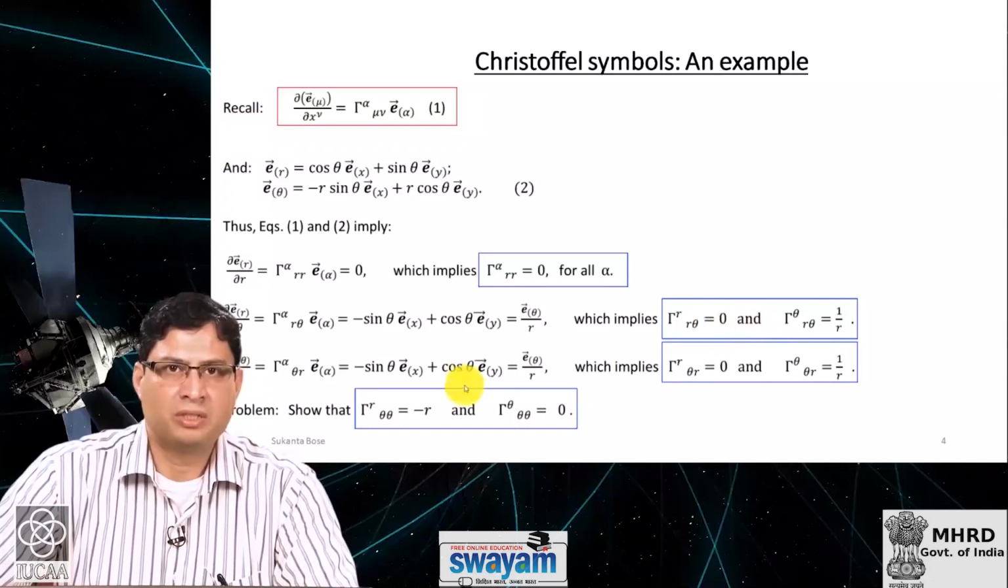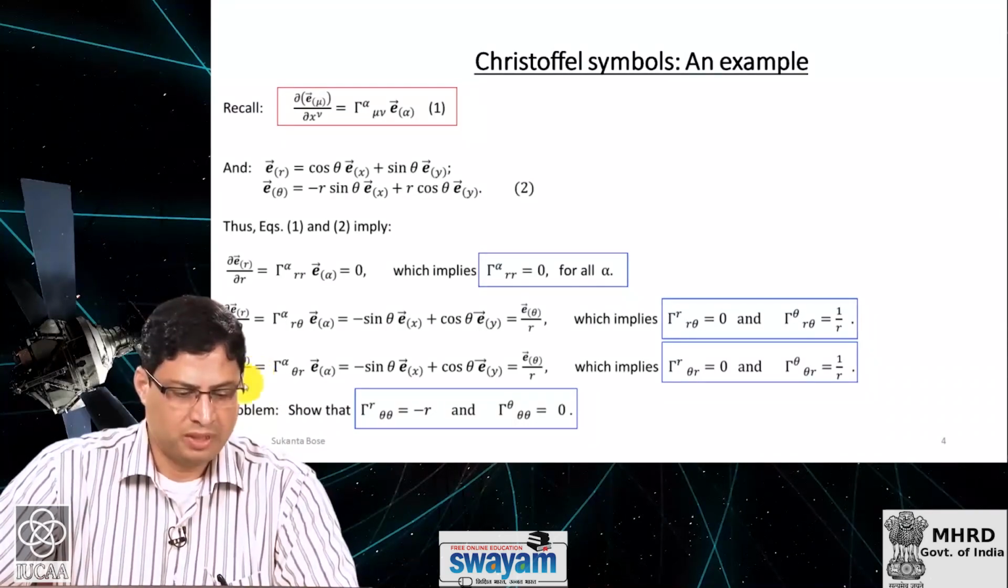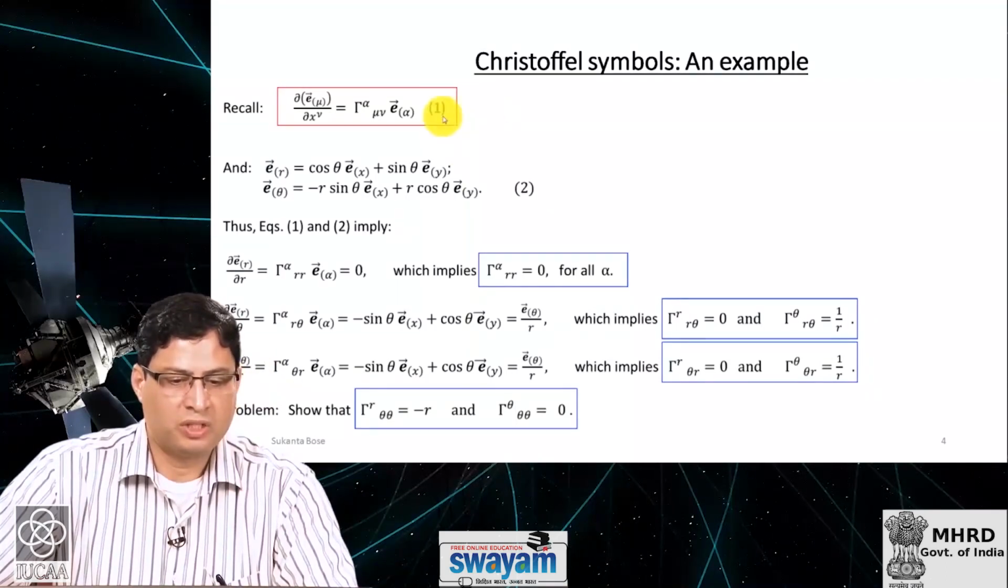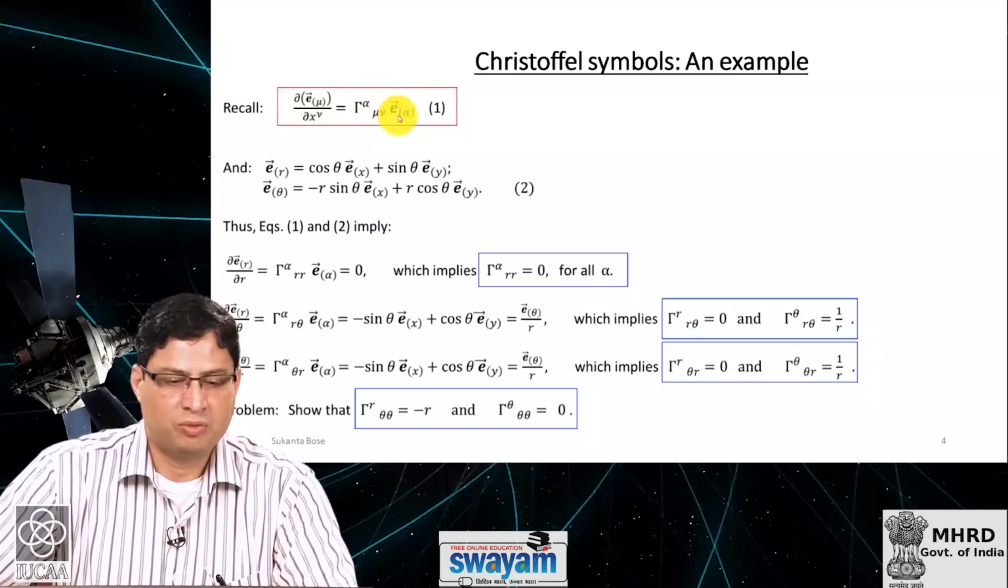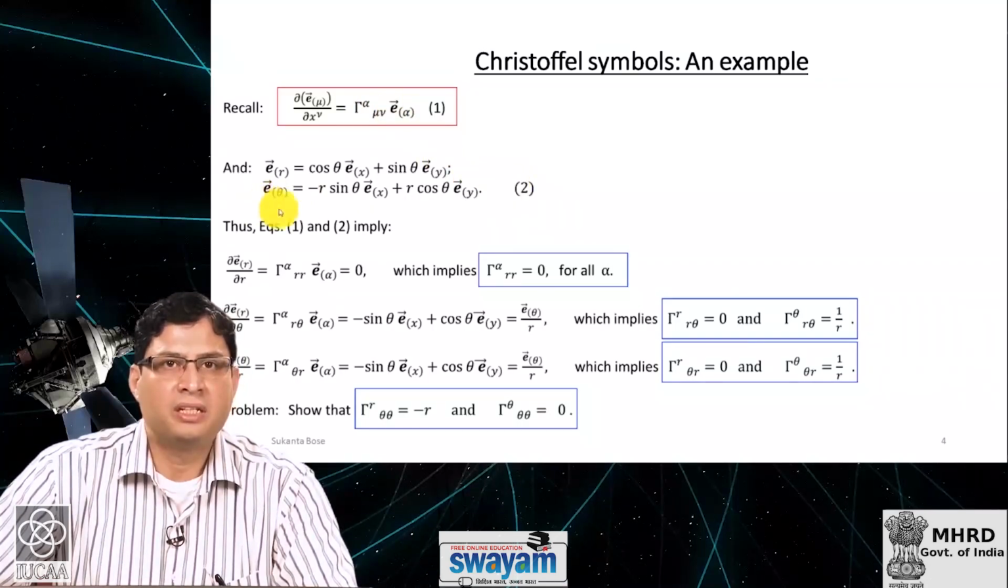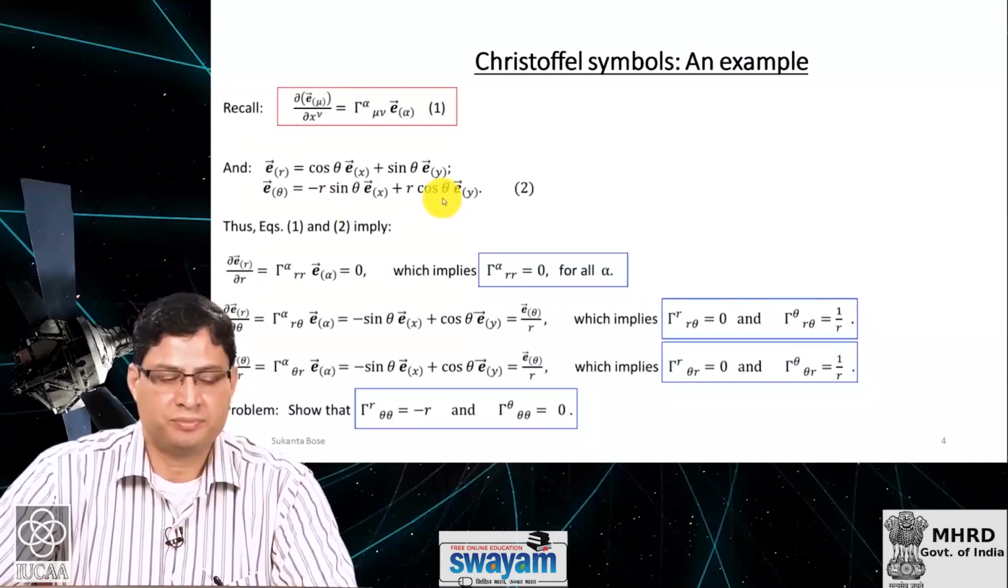To complete the process, we have to take derivatives of the E theta basis vector with respect to r and then with respect to theta. I am going to show one of them. When you take the derivative with respect to the radial coordinate, once again equation 1 tells you that mu is theta now, but nu is the radial coordinate r. Alpha is summed over. We go to equation 2 to take the derivative of E theta with respect to the radial coordinate, and that is non-trivial because radius r is involved in this expression.